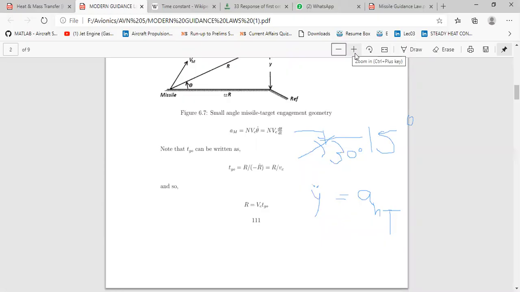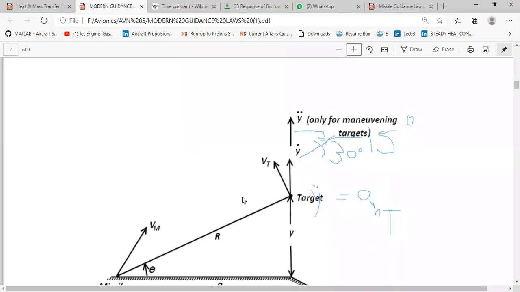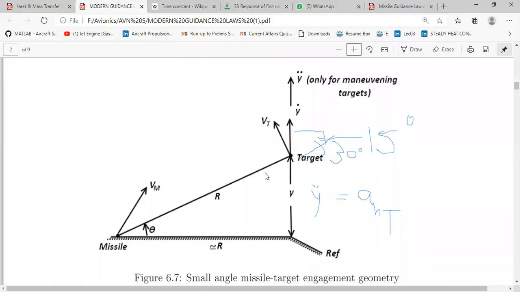Here it is. So suppose here is your missile and target. Now R will be your line of sight and the distance of the line of sight, and the target separation distance will be Y, and the Y dot will be your target separation velocity, and VT is the velocity of the target normal to the line of sight. Similarly, here will be one factor, that is A_N, that is the acceleration of the target.